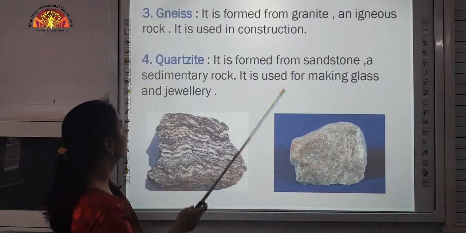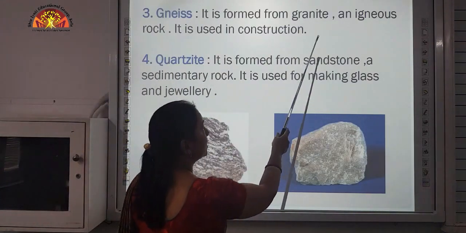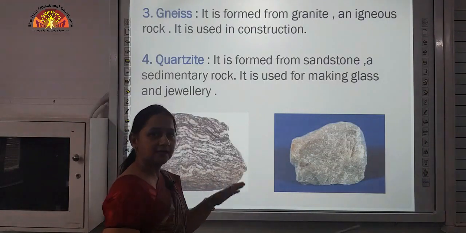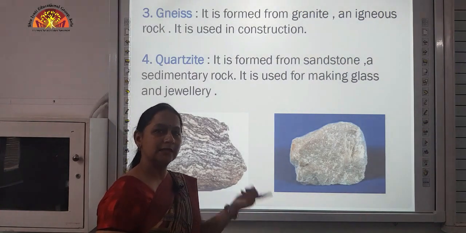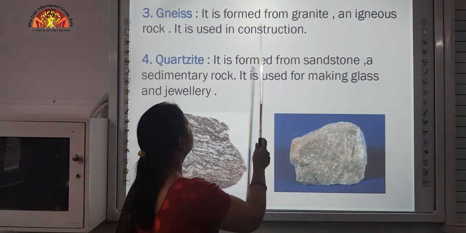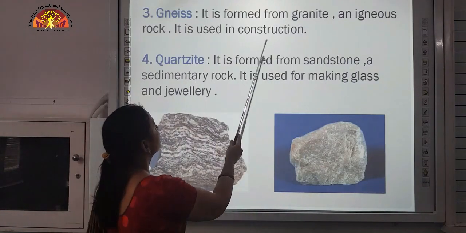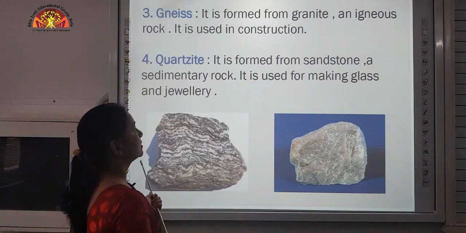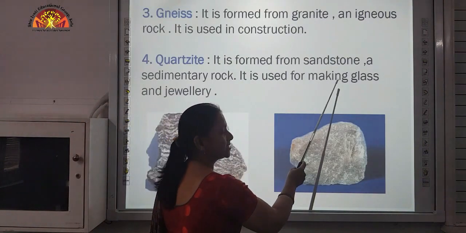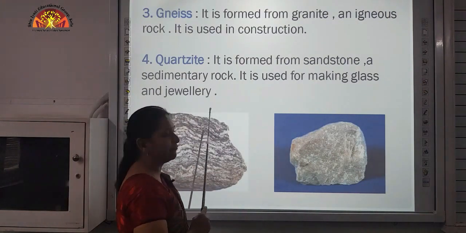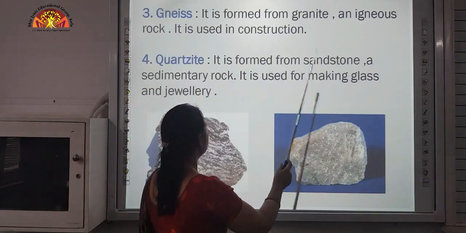Now the next one is gneiss. It is formed from granite, and granite is an igneous rock. So you can see that these metamorphic rocks are basically formed from igneous or sedimentary rocks. Like this gneiss is made from granite, and granite is an igneous rock. It is used in construction work. Now quartzite. Quartzite is formed from sandstone. Again, you have studied earlier that sandstone is a sedimentary rock and it is used for making glass and jewelry. So coming up to our bookwork.